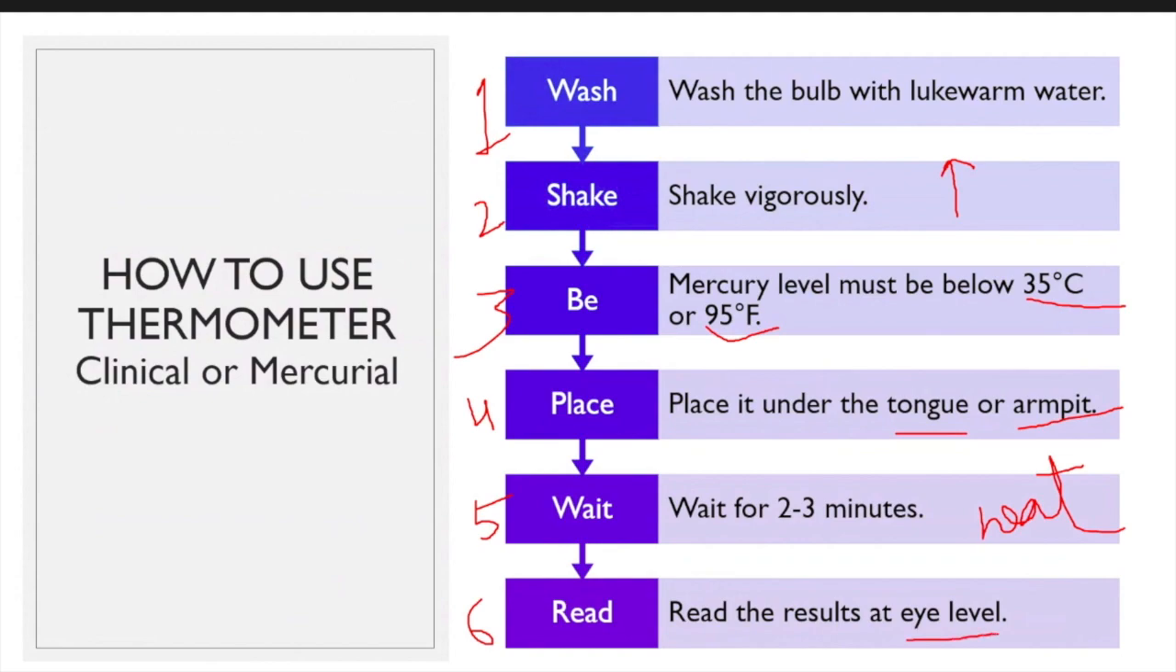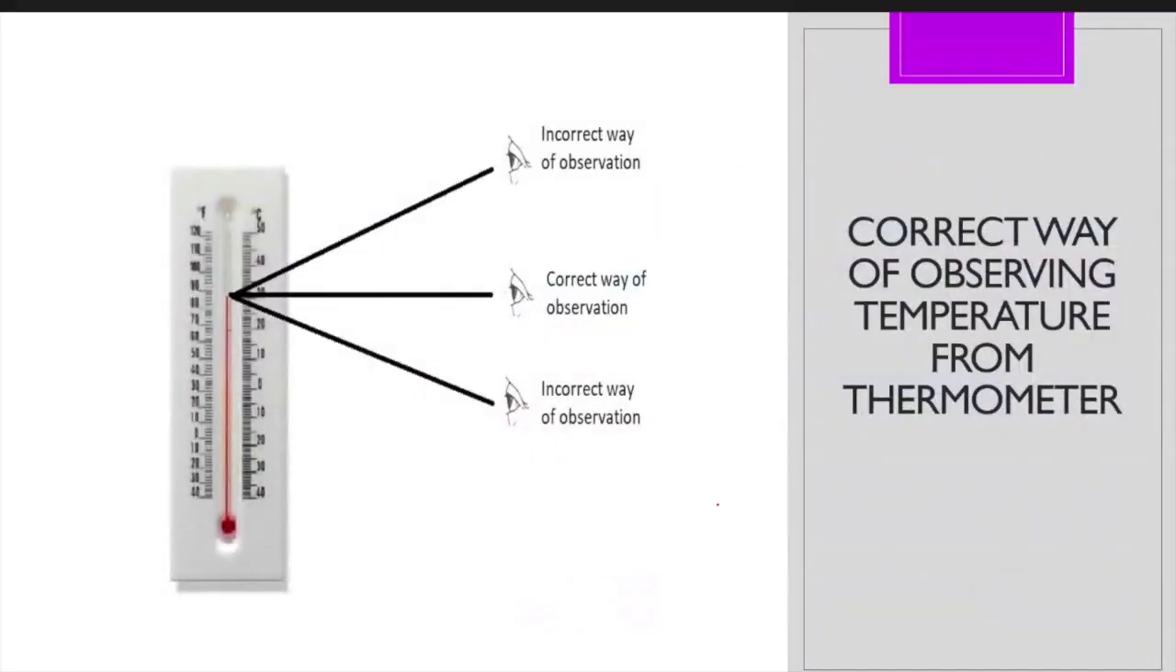Well, this is a very important task. In order to find the accurate temperature, we need to measure the temperature at eye level. We'll understand how this eye level works. Suppose this is a thermometer and the level has risen up to this point. Now we need to find out what the exact temperature is. So you can see there are three ways. This is the line of sight, and these are the other two ways in which we can observe. Now we need to see which one is the correct observation.